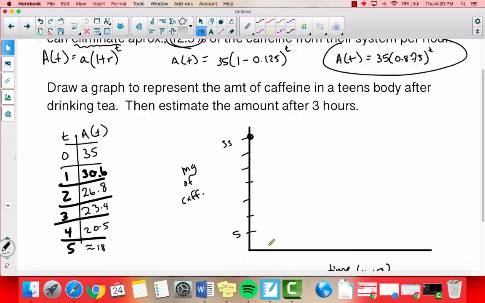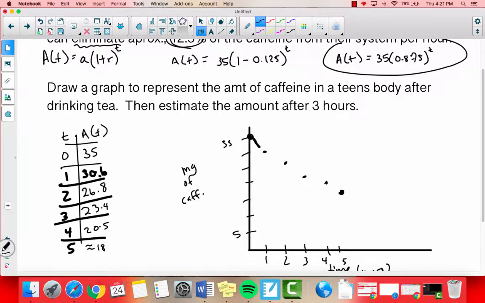So now you can plot your points, make sure you count the time, so 1 hour, 2 hours, all the way through. Obviously, if you have grid paper, that would be definitely the more accurate way of doing this. Make it a little bit easier to tell where everything goes. But when I plot my points, this is roughly where my points will be. And then lastly at 5, it's around 18.